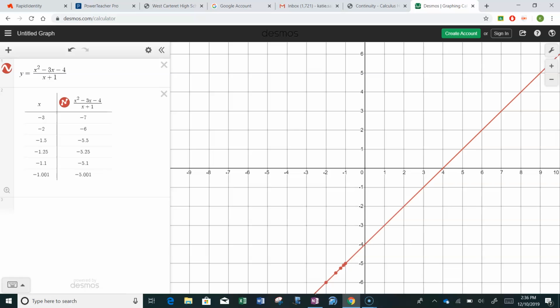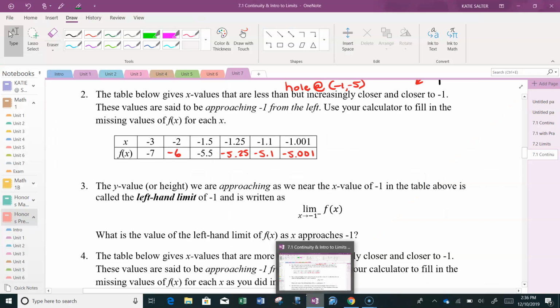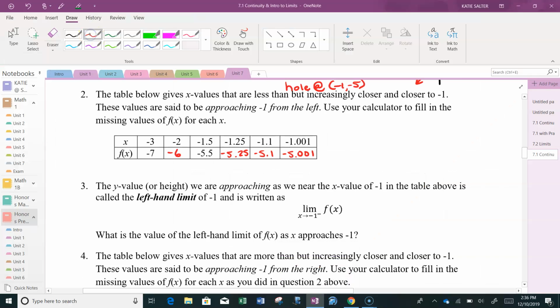Now be careful, guys. When you look at this graph, you don't see the open hole in it because remember, a point has no definition. But if we could zoom in, which it won't show us because, again, our point has no definition, there is a hole right there. So as x gets closer and closer to -1, what are the y values getting closer and closer to? And hopefully you can see that the y values are approaching the number -5. They are closing in on -5.